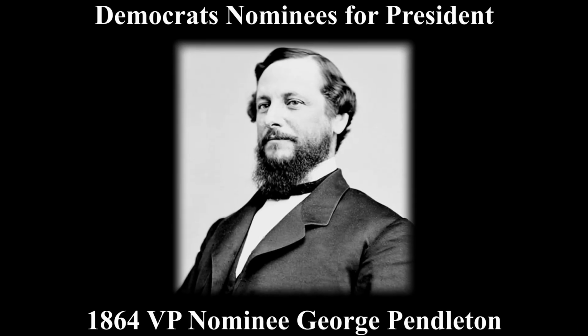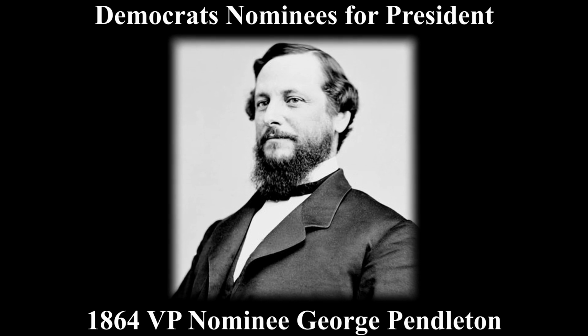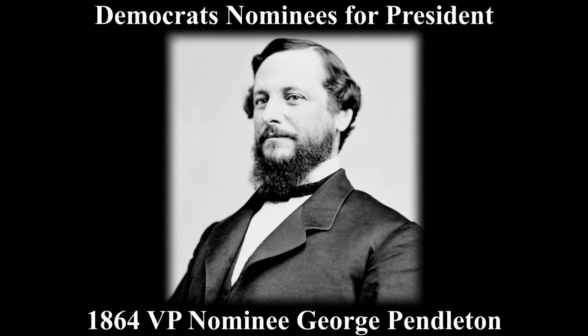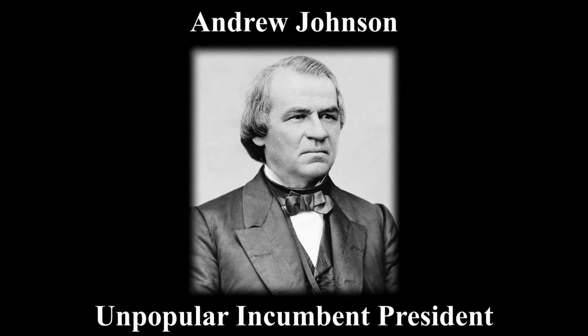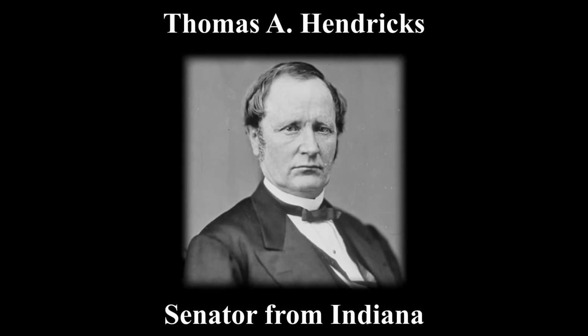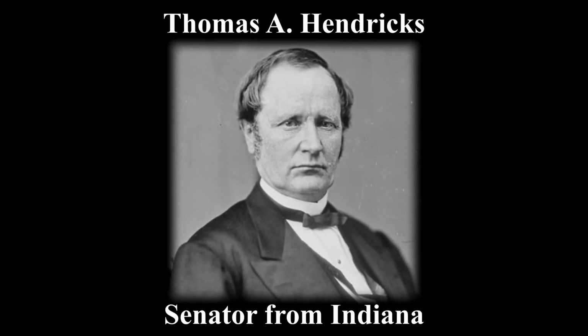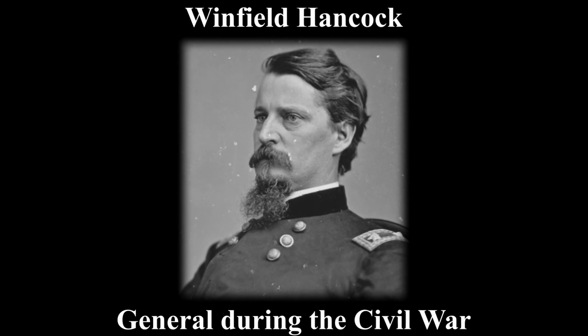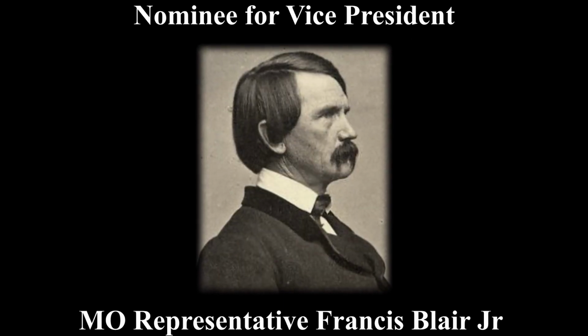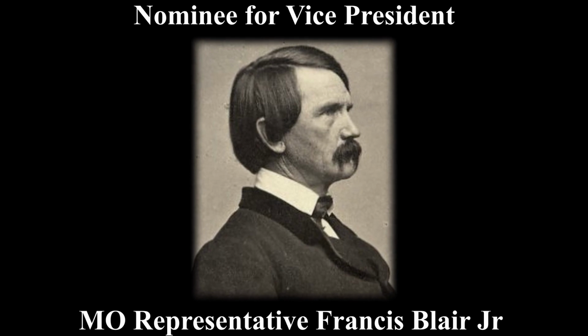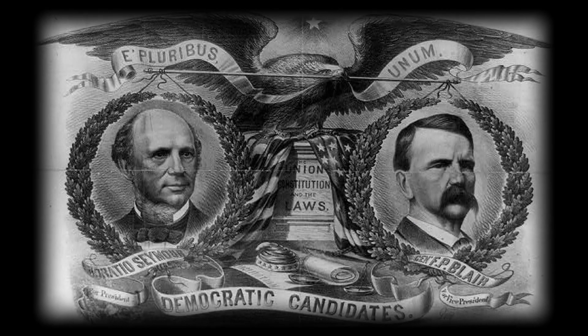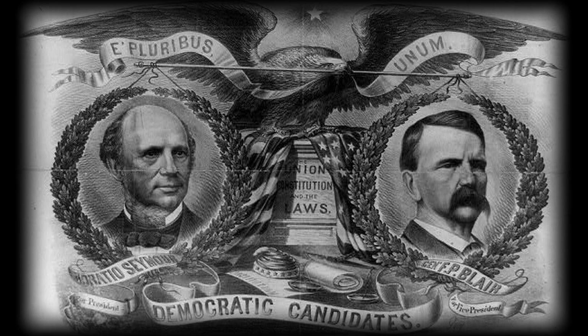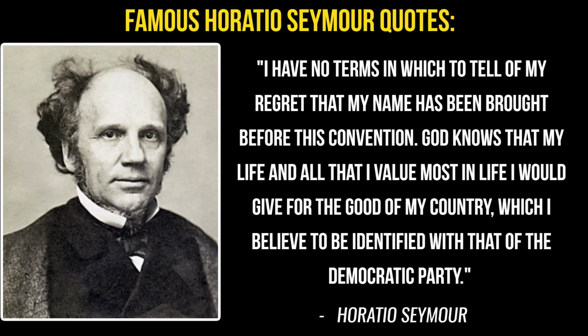While for the election, the Democrats' nominees for president were George Pendleton, 1864 vice president nominee, unpopular incumbent president Andrew Johnson, Indiana Senator Thomas A. Hendricks, and Civil War General Winfield Hancock, while Francis Blair, a representative from Missouri, was the only nominee for vice president. In a weird twist of fate, Blair was the running mate to popular convention chairman Horatio Seymour. Seymour shouted that he did not want to run for president over and over again, but he became the nominee by the convention.